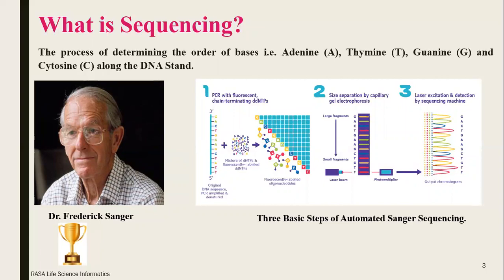Now, the sequencing method is based on the selective incorporation of chain terminating dideoxynucleotides by DNA polymerase during in vitro DNA replication. It then forms extension products of various lengths terminated with dideoxynucleotides at the 3' end. The extension products are then separated by capillary electrophoresis.